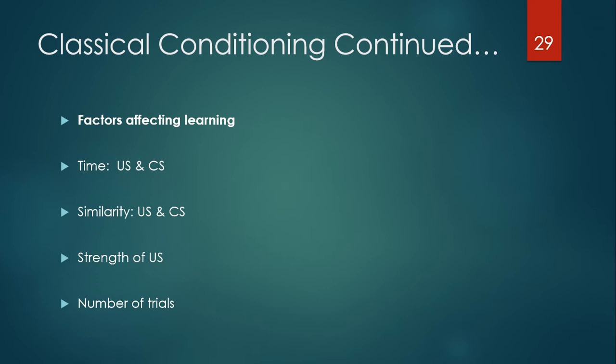Similarity: the more similar the US and CS are, the faster that learning will occur. So if the unconditioned stimulus is something that's painful and the conditioned stimulus is something that's maybe just less painful, that would be a great way for learning to occur. So the more similar they are, the better.